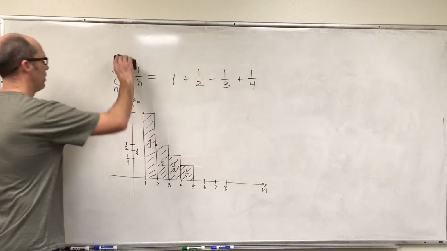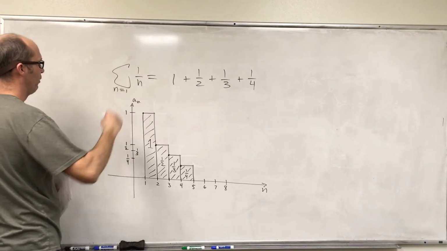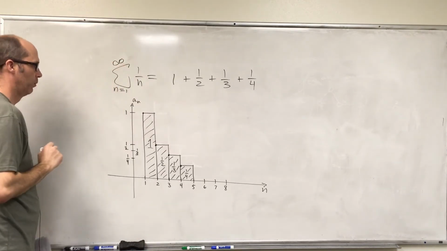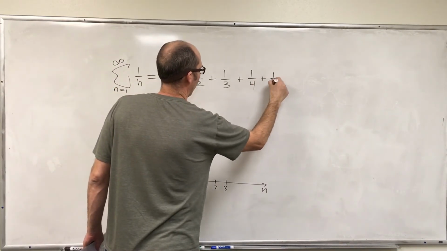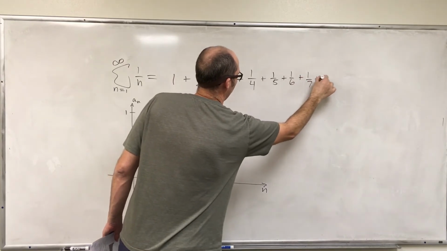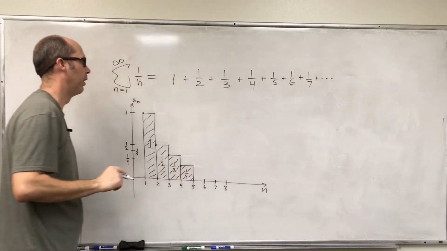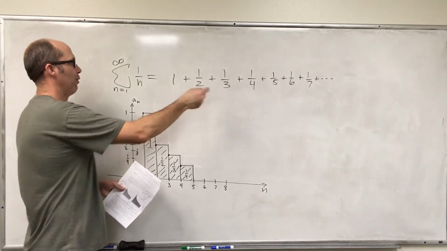Now, series are infinite sums. So the upper bound is not 4. The upper bound is infinity. So then we just keep doing this. 1/5, 1/6, and on and on and on. And now the question is, can we make sense of this sum?